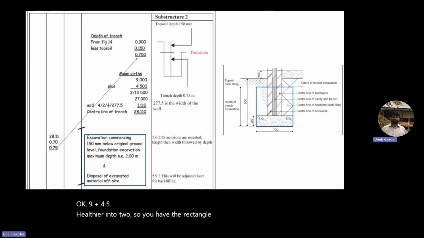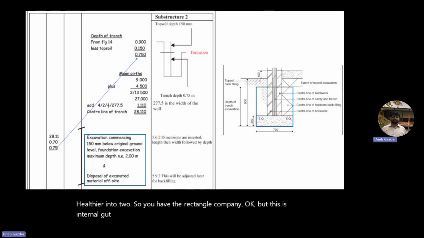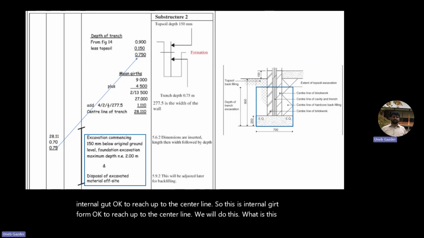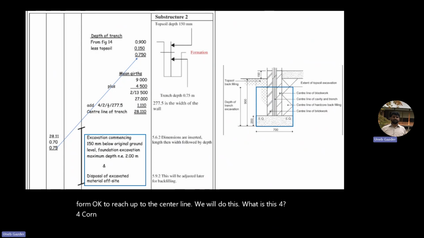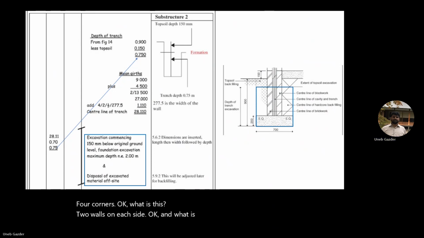Okay, but this is internal girth. To reach up to the center line, we will do this. What is this? Four corners. What is this? 2 walls, 2 walls on each side. And what is this? To center. Half, because it is center. If I want it external, then I remove the half. Got it?